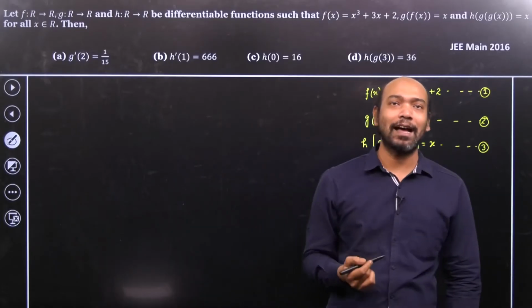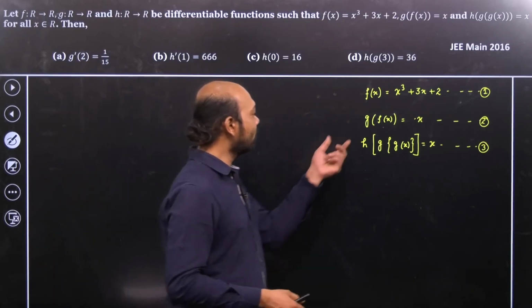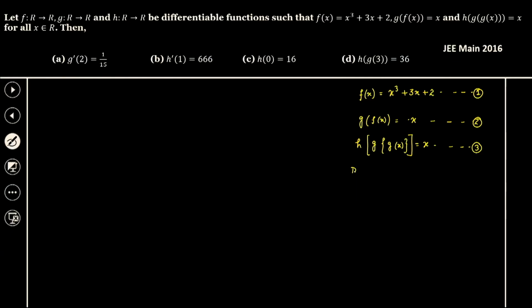What are the options available here? We are required to calculate first g dash of 2. Without thinking anything, we just differentiate equation 2. What happened? g dash of f(x) multiplied by f dash x is equal to 1. That implies that g dash of f(x) is equal to 1 by f dash x.